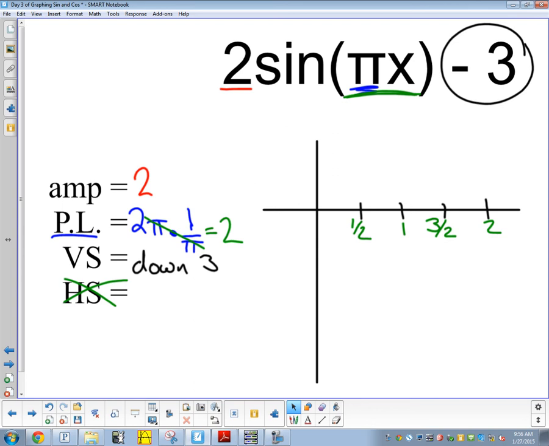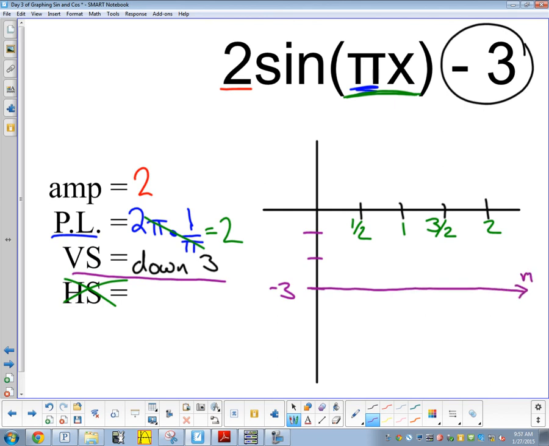Okay, so if I'm adding a midline, Ebony, what am I going to do to add a midline here? Down 3, whatever our vertical shift is. So she says go down 3. So 1, 2, 3 to negative 3. And she's going to draw in her new midline. Cool, we got that.